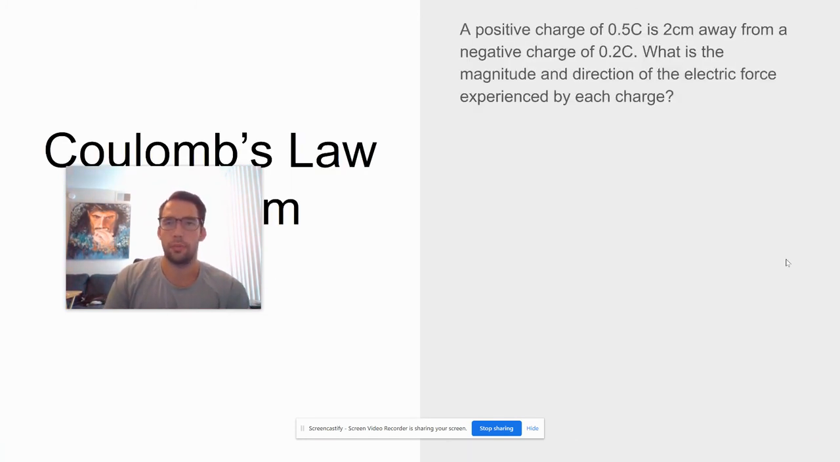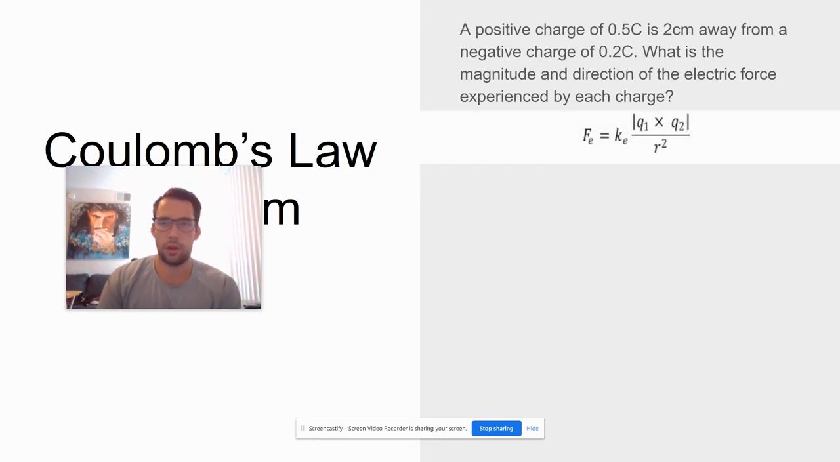So let's do this problem. A positive charge of 0.5 coulombs is 2 centimeters away from a negative charge of 0.2 coulombs. What is the magnitude and direction of the electric force experienced by each charge? Well, it's a positive charge and a negative charge, so it's going to experience force towards each other, but let's see what the magnitude is.